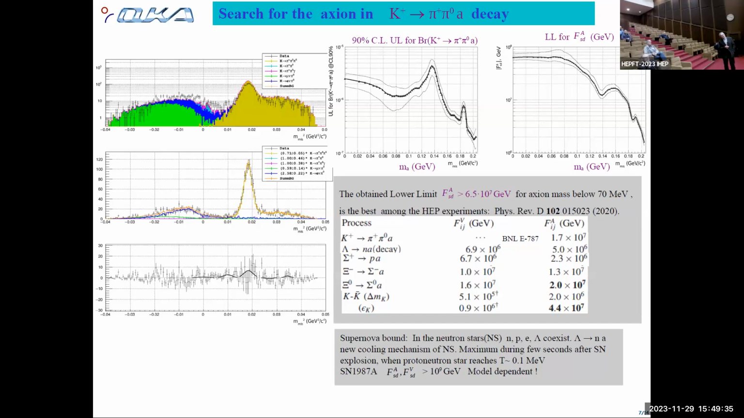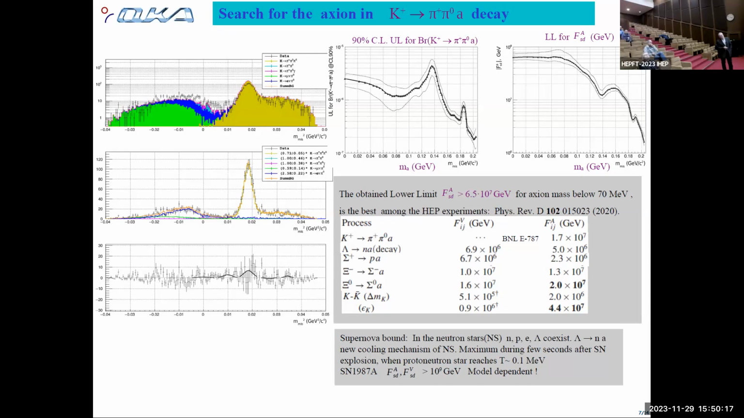So this is actually our main result. It's interesting to compare with existing limits. They are presented here, taken from this paper, and you see there is just one limit from K plus to pi zero axion. It's an old Brookhaven paper, which actually was not dedicated to this search, but it's kind of a byproduct, and they got 1.7 times 10 to the 7. So we significantly improve this limit.